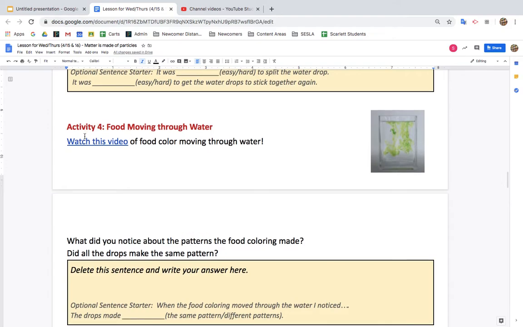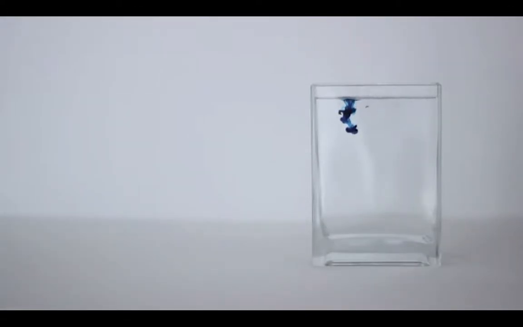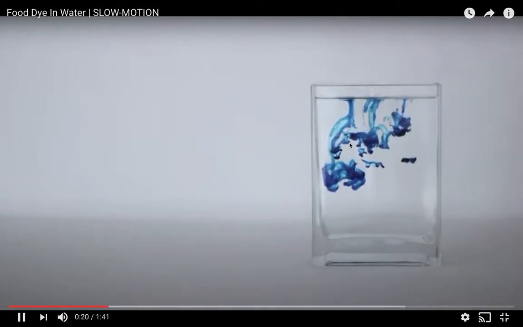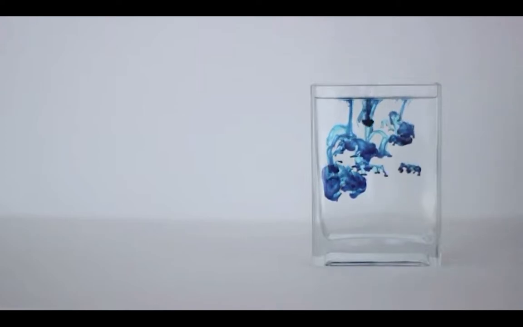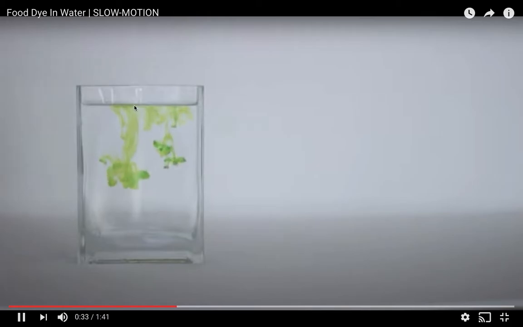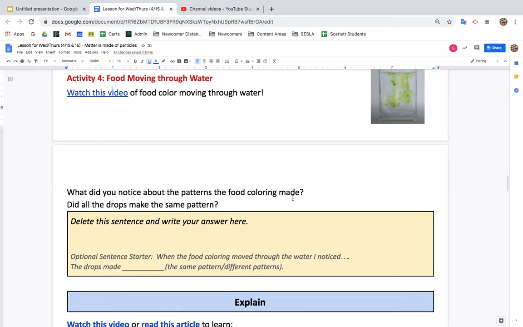Activity 4, food moving through water. Watch this video of food coloring moving through water. All right, let's watch. Wow, it's really moving all over the place, huh? Interesting. I would think it would go straight down or in a pattern, but it kind of seems to be going all over the place here. All right, let's go back and answer our question. What do we notice about the patterns the food coloring made? Well, I noticed that the food coloring is going all over the place. It's not really following a pattern at all. And all the drops made different patterns. So that's what I would write here.